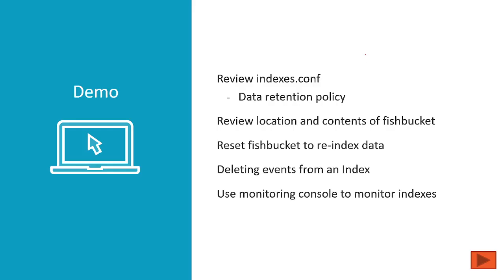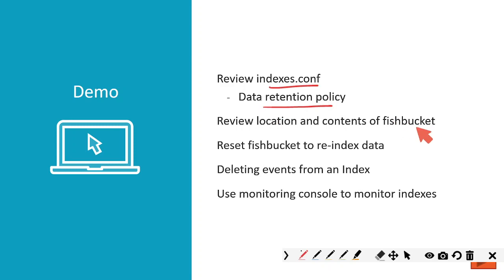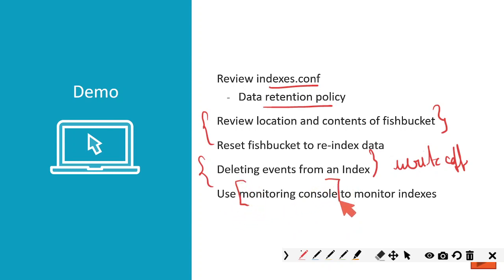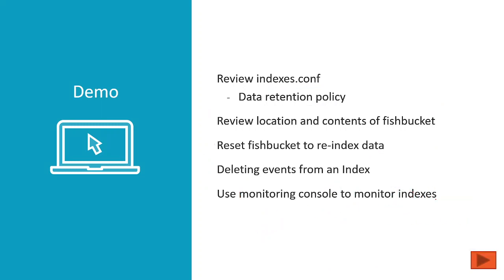Hello all, in this section we are going to look at two different things. We have already covered the indexes.conf file and data retention policy. We are going to look at the fishbucket index, and then we will also try to delete an event from an index, how to write off that particular event from the index so that it will no longer be searchable. And then we will also look at the monitoring console use case from the perspective of the indexes as well, right? Let's start without further ado.